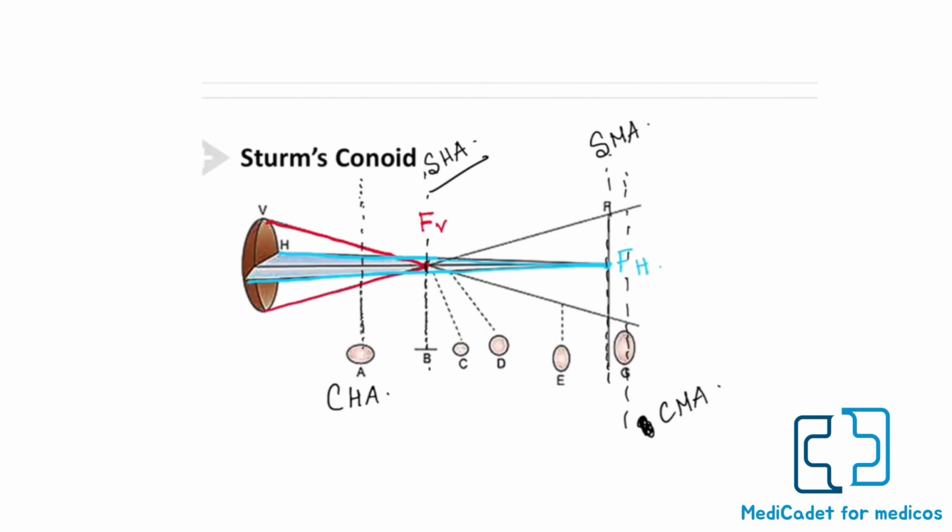Now the points C, D and E are actually the same. Let's take the middle point. Suppose the retina is passing through the point D. If the retina is passing through the point D, then FV is myopic, FH is hypermetropic. So this point D represents mixed astigmatism.